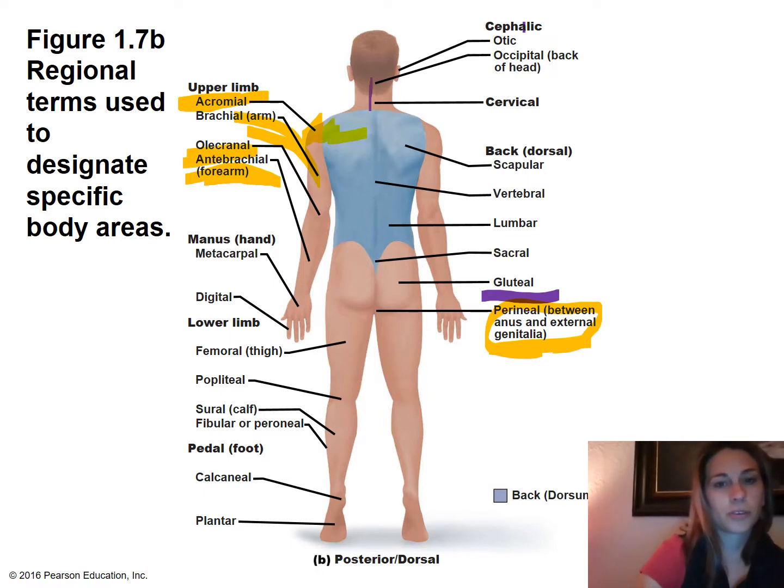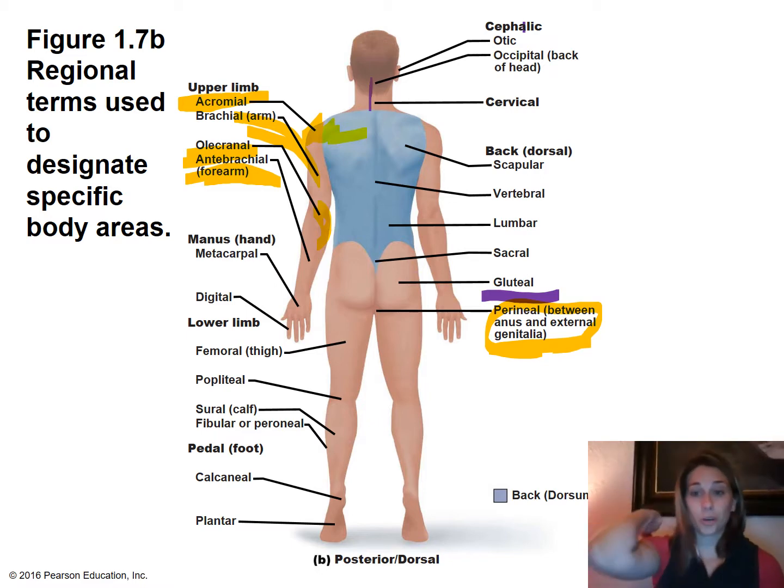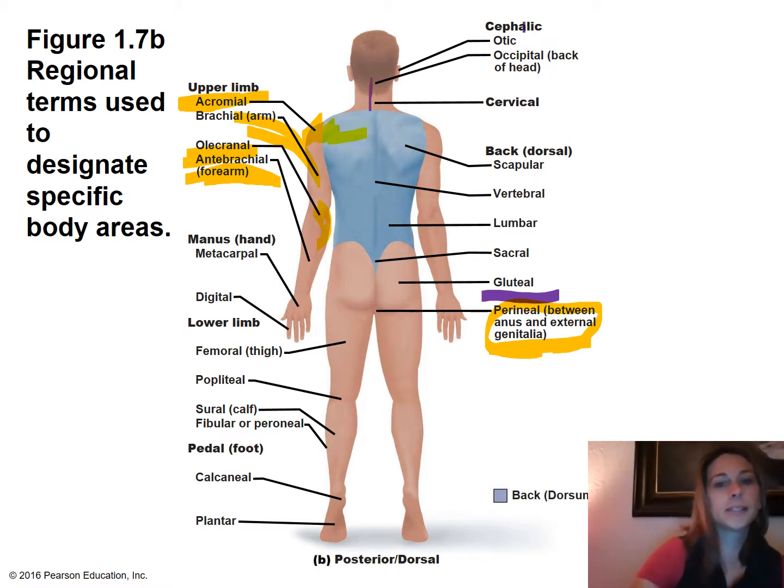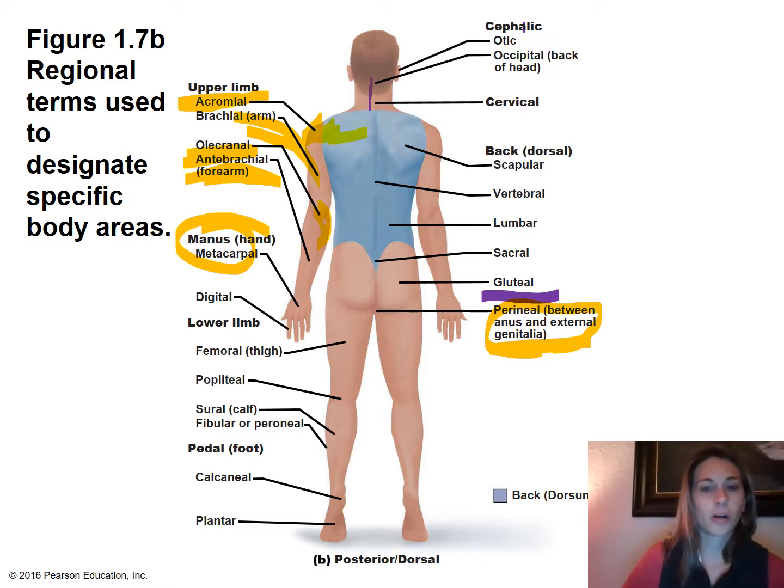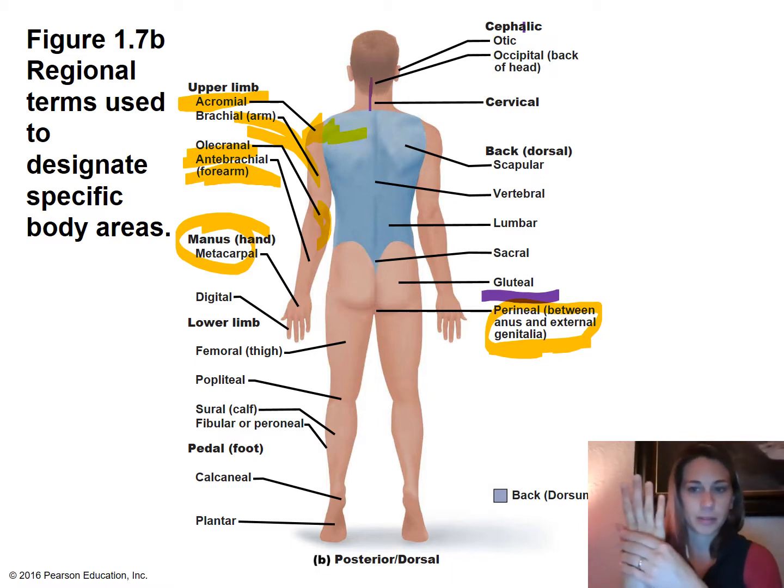Olecranal actually refers to a part of the morphology in the bones of the elbow. So that's what that is, and we'll look at the skeleton a little bit more on that. Let's see, manus, manual, hands. The metacarpals are the bones, just like we talked about in the feet, that are underneath the skin. So we have the digits that stick out, and then underneath the skin, we have the metacarpals.